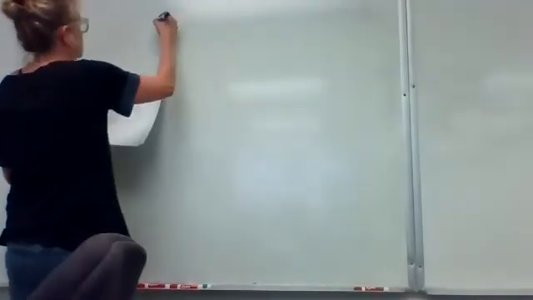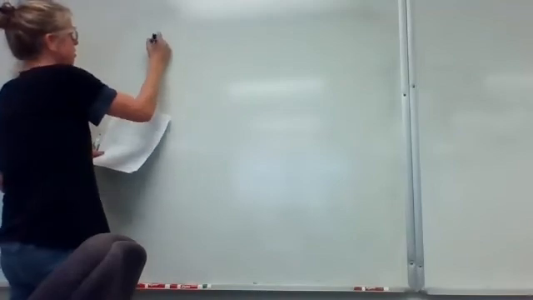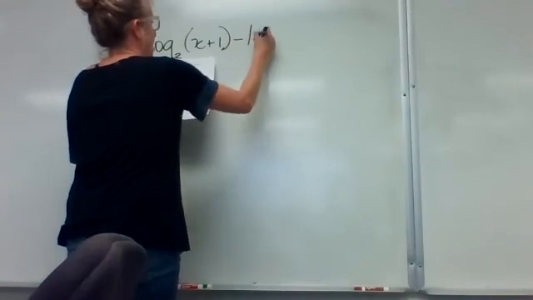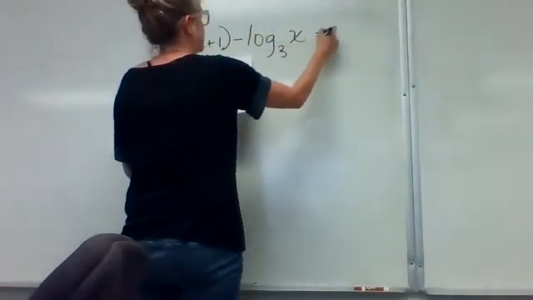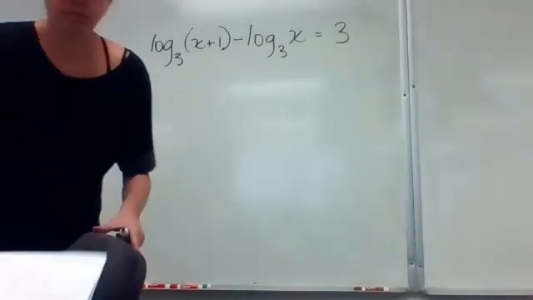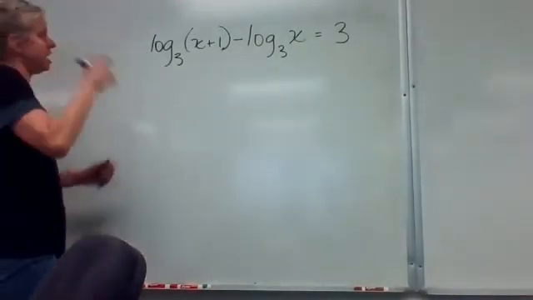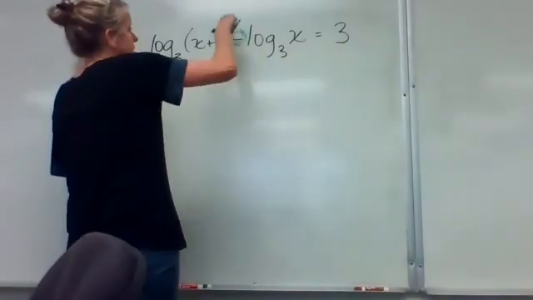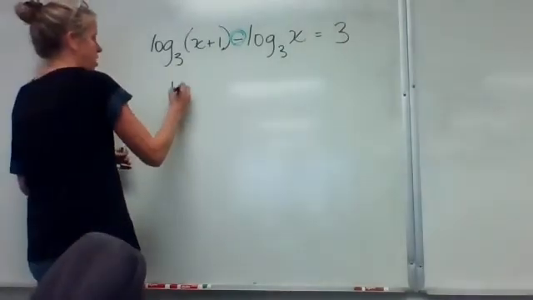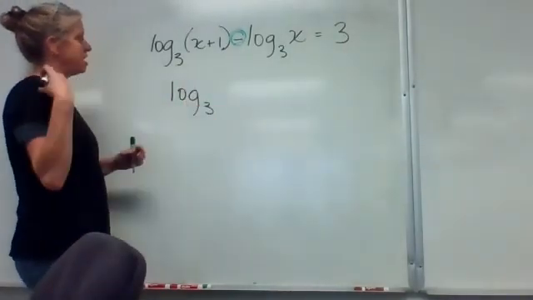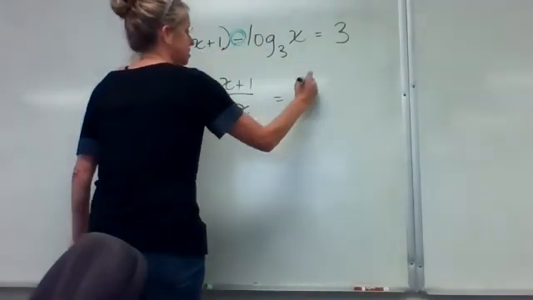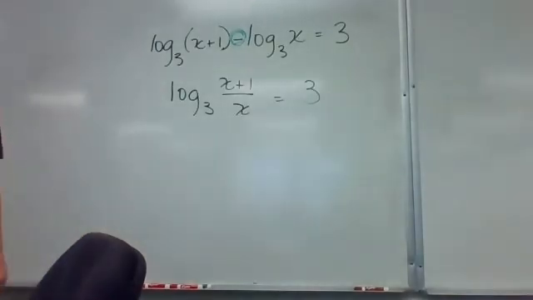Log base 3 of x plus 1 minus log base 3 of x equals 3. So let's see, since that's minus, I'm going to rewrite that as a division to simplify it into one logarithm. So log base 3 of (x plus 1) over x equals 3.